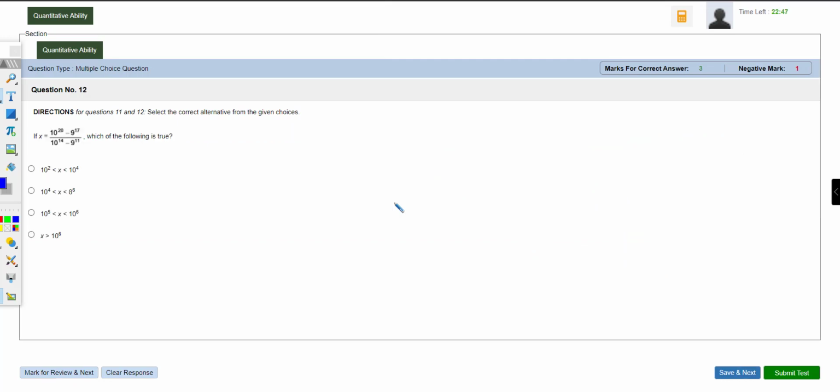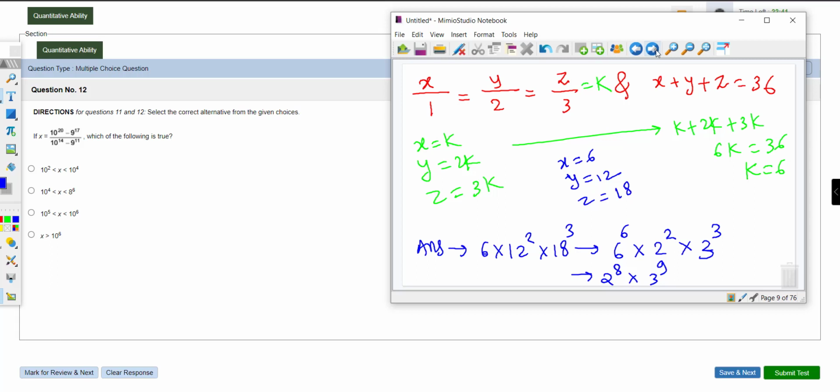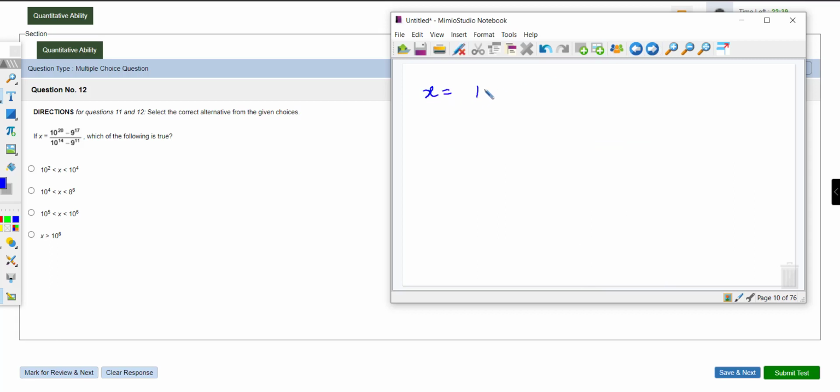After this, question number 12. Question number 12: x is equal to 10 to the power 20 minus 9 to the power 17, divided by 10 to the power 14 minus 9 to the power 11. Which of the following is true? We want to find the range of x. Over here we can see that the difference in the power of 10 is 6 and the difference in the power of 9 is 6.